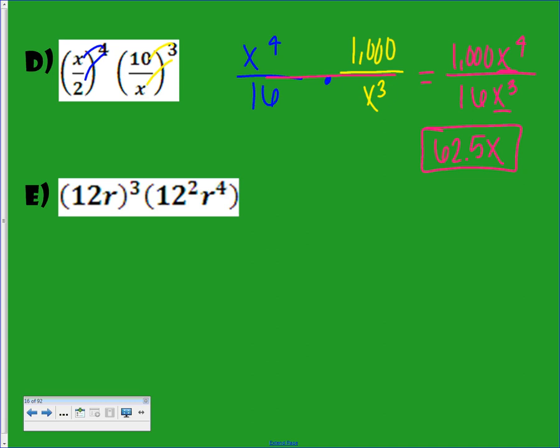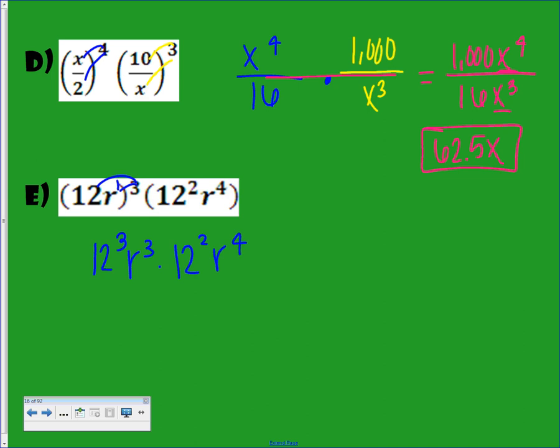Okay, example E, again, more parentheses, always distributing. Okay, if you don't want to remember all the rules, just remember I have to distribute. This is going to be 12 to the third, which I'm not sure, so I'll just write 12 to the third. R to the third, because that's really an exponent of 1, and 1 times 3 is 3. Then times 12 squared r to the fourth.